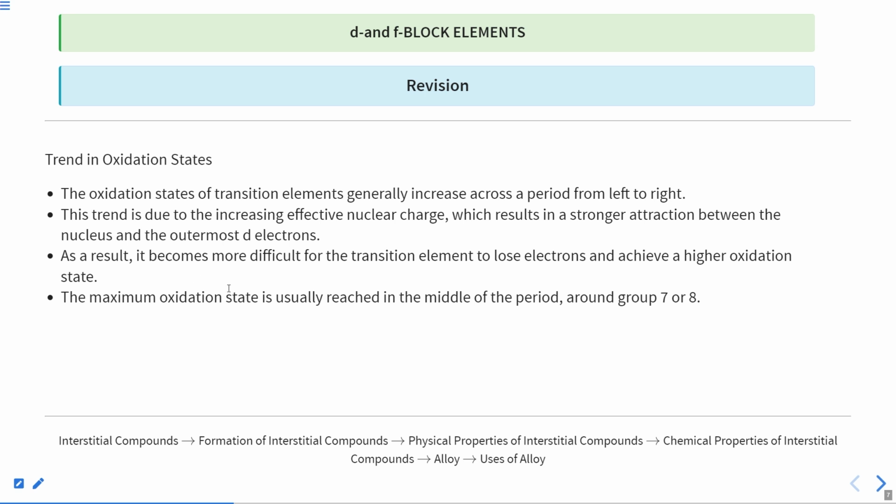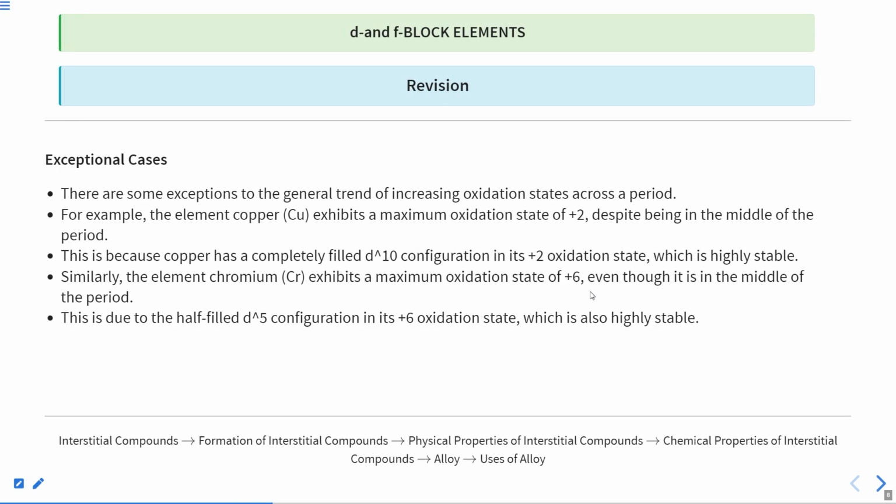Now, as a result, it becomes more difficult for the transition element to lose electrons. Of course, it is due to the higher effective nuclear charge. Now, the maximum oxidation state is usually reached in the middle of the period. As I've said, that is around group 7 or group 8 elements.